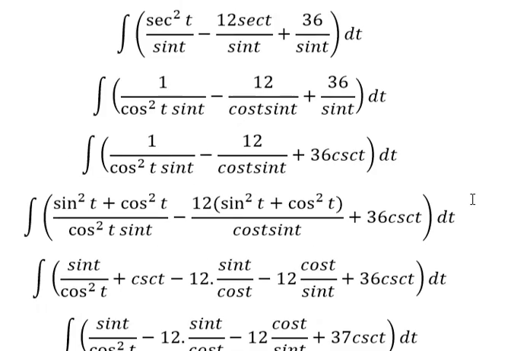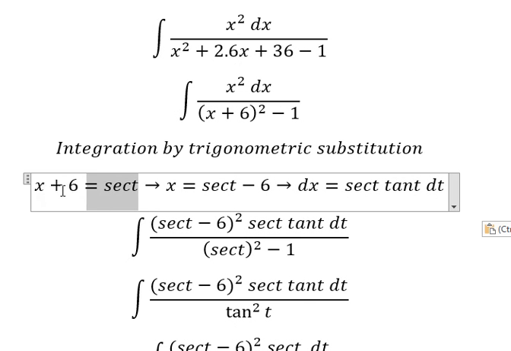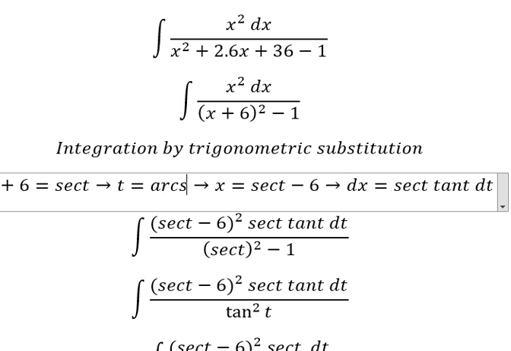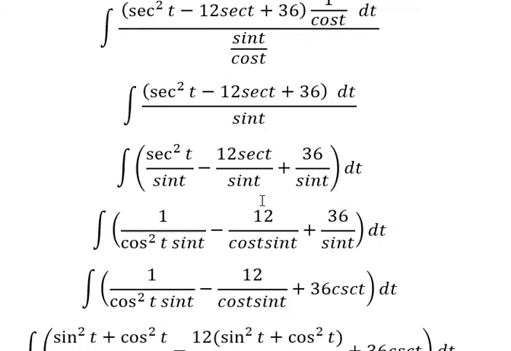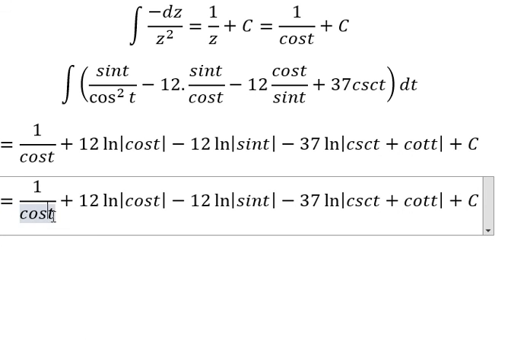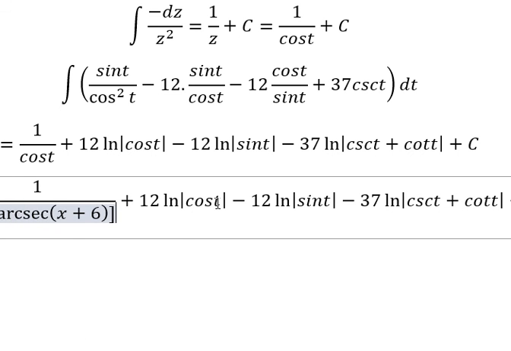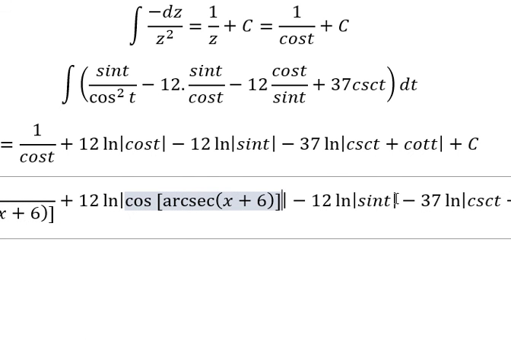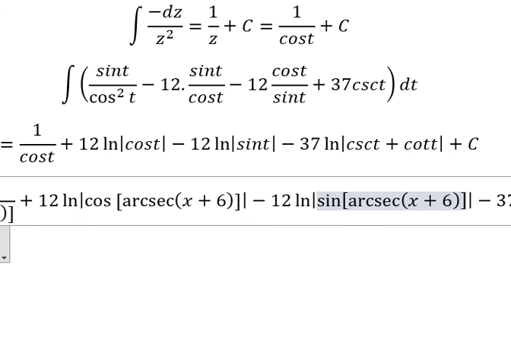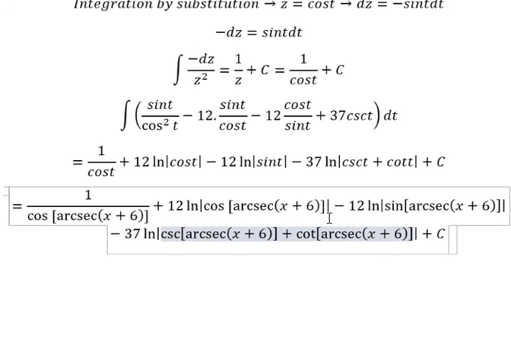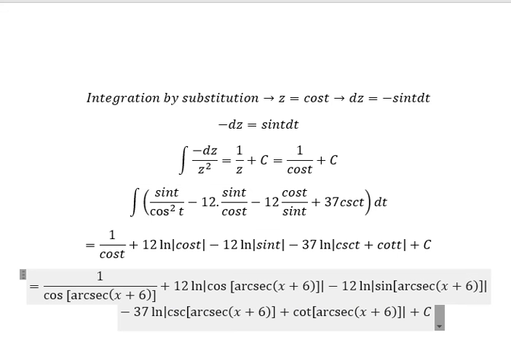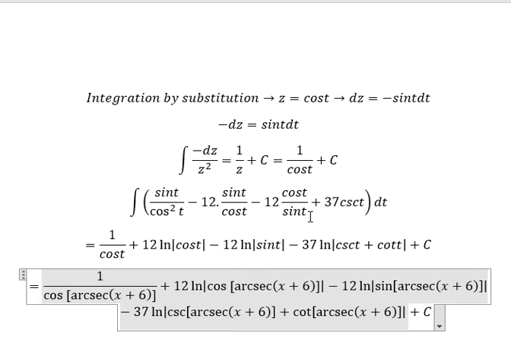About t, we need to return back to this one. So we get t equal to arcsecant of (x plus 6). So we put this one to replace t. This is the end. Thank you for watching. Here is the full answer of the question.